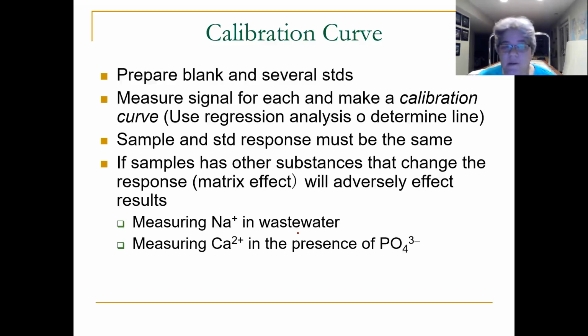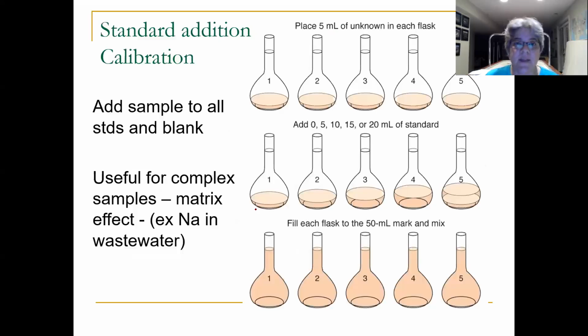Another example: if you're trying to measure calcium in the presence of phosphate, phosphate will lower your calcium signal. Okay, so this is called the matrix effect. Something in your sample is interfering with your measurement. So we have a way to deal with this, and that's to use something called a standard addition calibration.